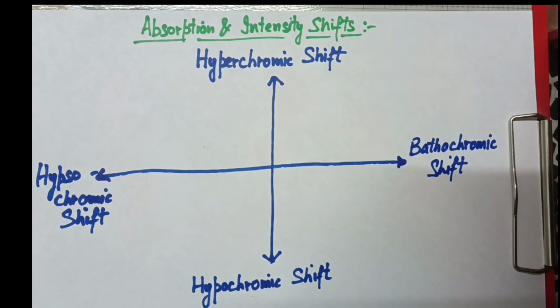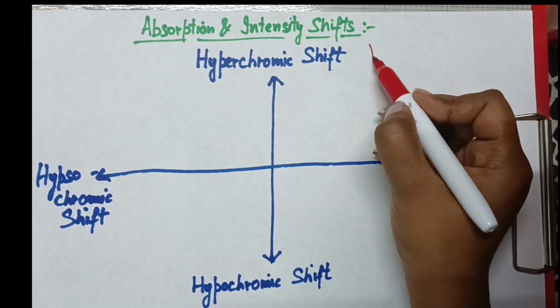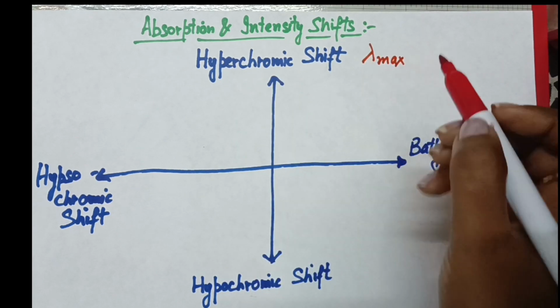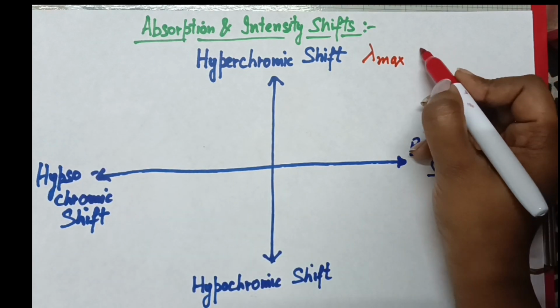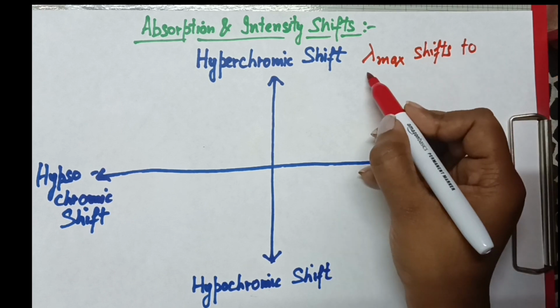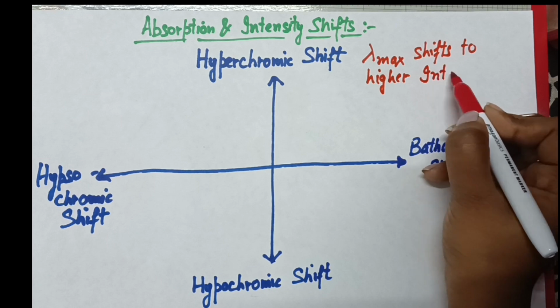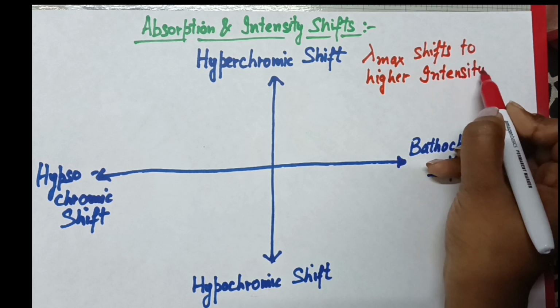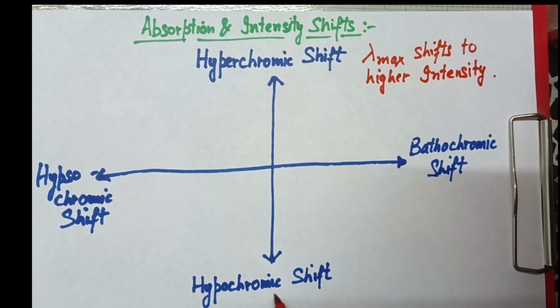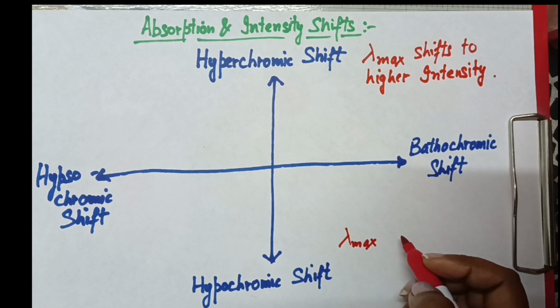So we will talk about them one by one in an elaborate way, but just to give you a glimpse, in case of hyperchromic shift, lambda max shifts towards higher intensity. In case of hypochromic shift, just the opposite. Lambda max shifts to lower intensity.